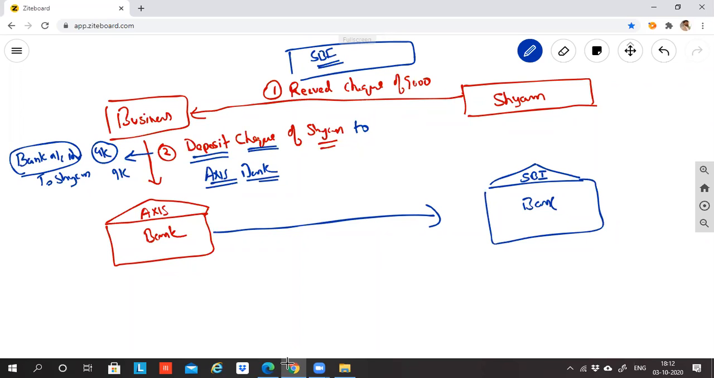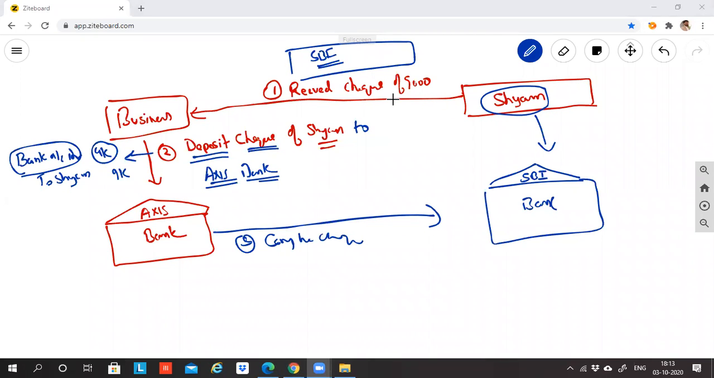So Axis Bank will carry the check to SBI Bank. He'll tell SBI Bank, see, we have got an SBI check from one of your customers. See, Shyam is the customer of this bank. Do you agree with me? Yes. Shyam is the customer of this bank.